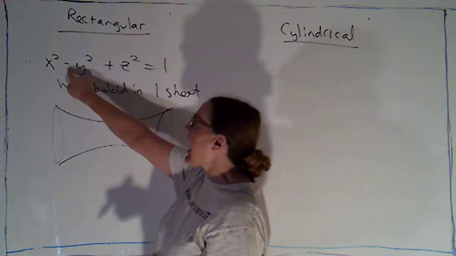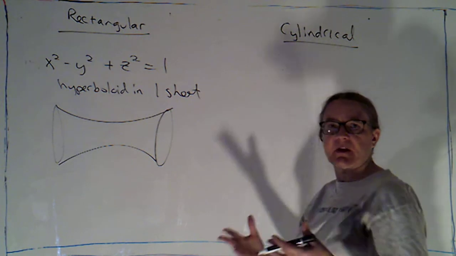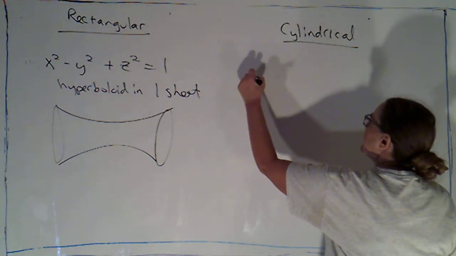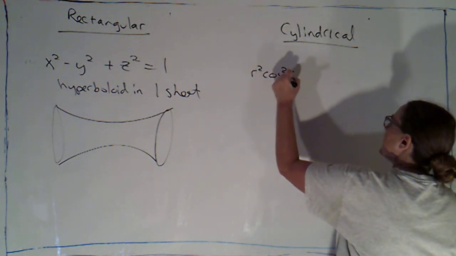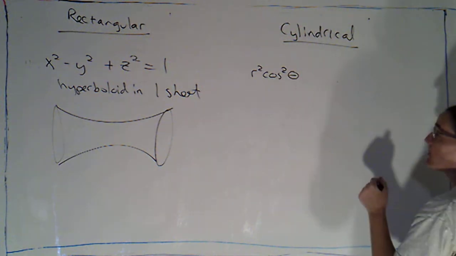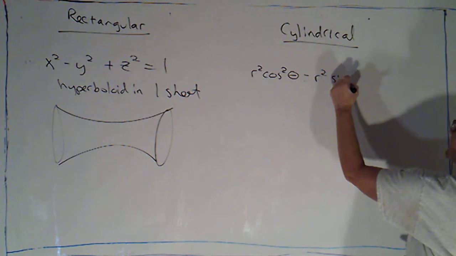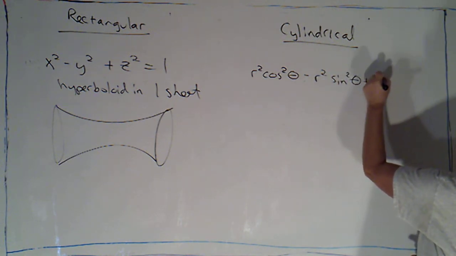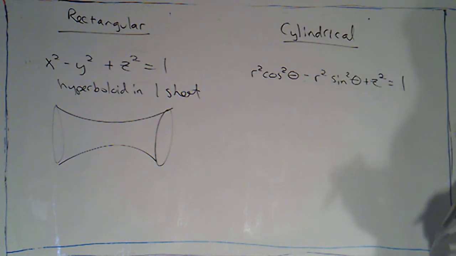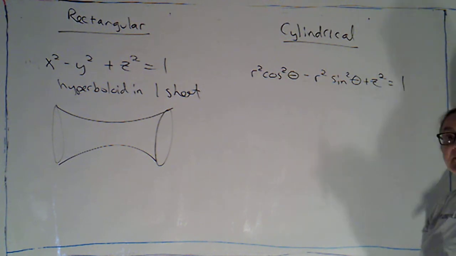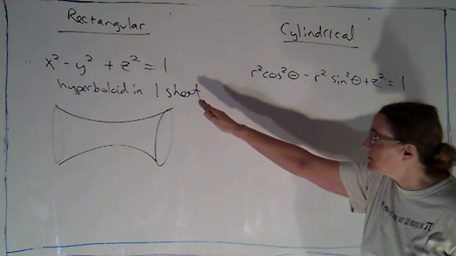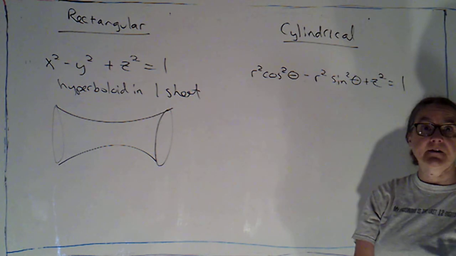Now I know my z's are going to just stay as z's. Here I'm no longer adding x squared plus y squared, so I'm going to have to just convert those individually. So x squared becomes r squared cosine squared theta, minus y squared is r squared sine squared theta, plus z squared is equal to 1. That is a perfectly acceptable answer if you are asked to convert that surface into cylindrical coordinates.